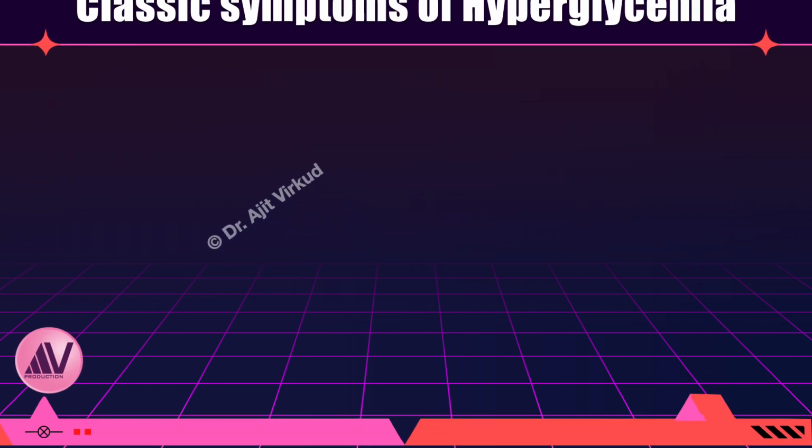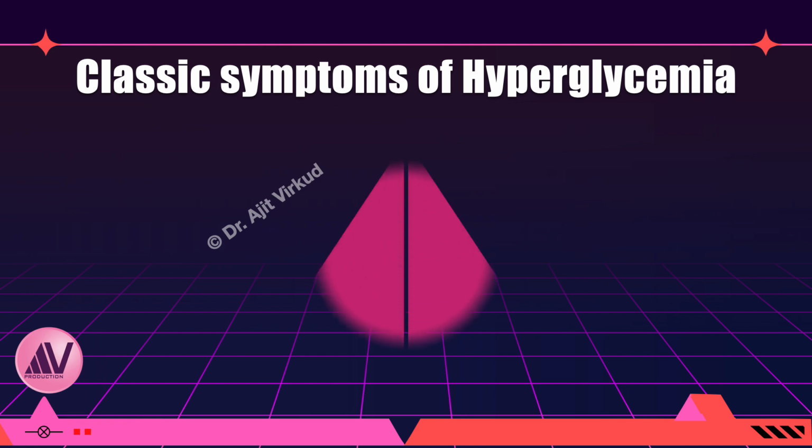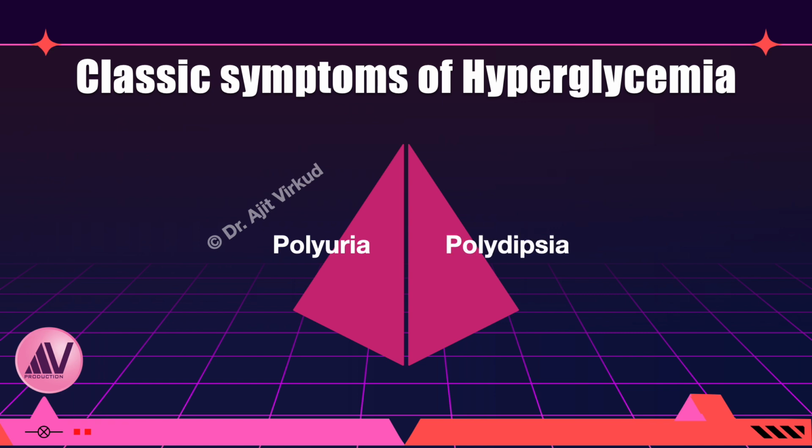Now let me talk about the symptoms of diabetes. In the past, classic symptoms of hyperglycemia were considered to be polyuria, polydipsia, and polyphagia. However, now according to ADA, polyphagia is no longer considered a classic symptom. Instead, weight loss is included as an important classic symptom of type 2 diabetes mellitus.